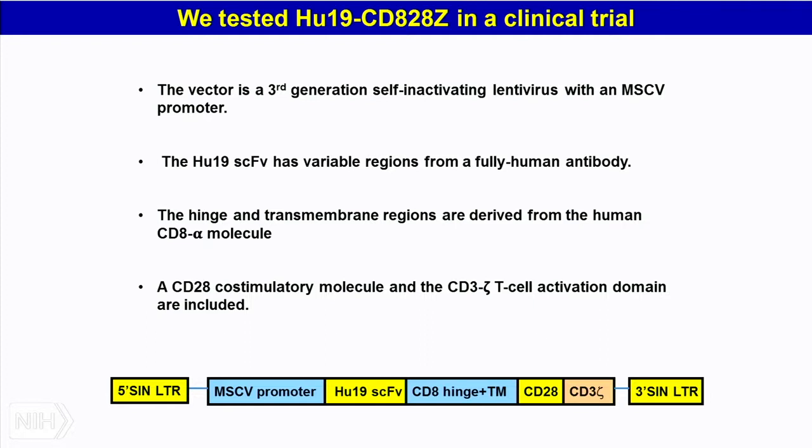So we put Hu19 CD828Z in a third generation self-inactivating lentiviral vector, which is shown here. This is a vector with the MSCV promoter, which stands for mouse stem cell virus. The Hu19 single chain FV, CD8 hinge and transmembrane domain, CD28 co-stimulatory domain, CD3 zeta T cell activation domain. So again, this is fully human. And we use this vector to modify the patient's T cells, and we infuse the patient's T cells.